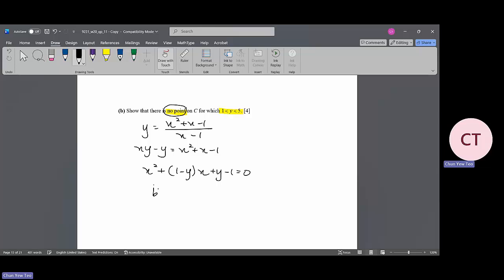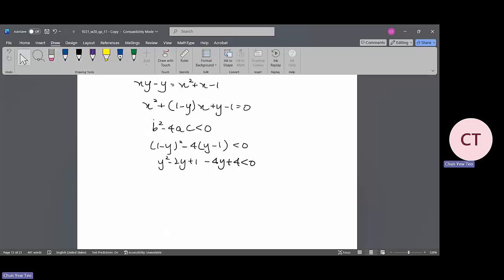That means your b squared minus 4ac will be less than 0. So which means b squared minus 4ac, it will be y squared minus 2y plus 1 minus 4y plus 4. And continue. You can see that you will get y squared minus 6y plus 5 less than 0. You can factorize it. So your y is between 1 and 5.